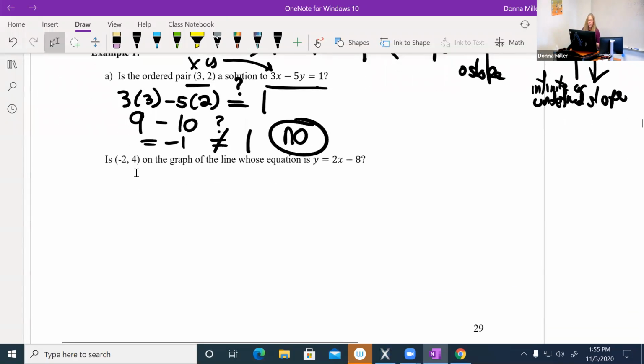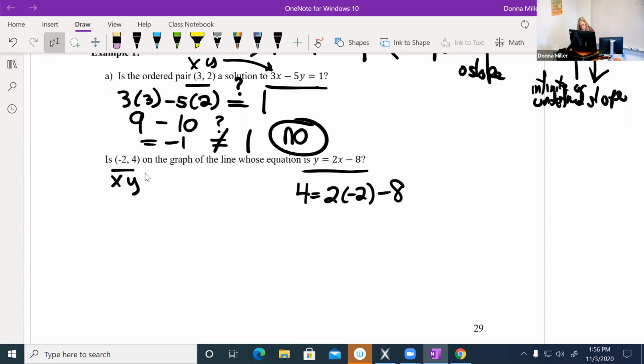All right, and now this part B is asking the same question, just in a different way. It says it's (-2, 4) on the graph. So if it's on the graph of the line, that means if I plug in x and y, it should work in the equation. So this is x and this is y. I'm gonna plug them in. So y is 4 and x is -2. I get 4 equals -4 minus 8.